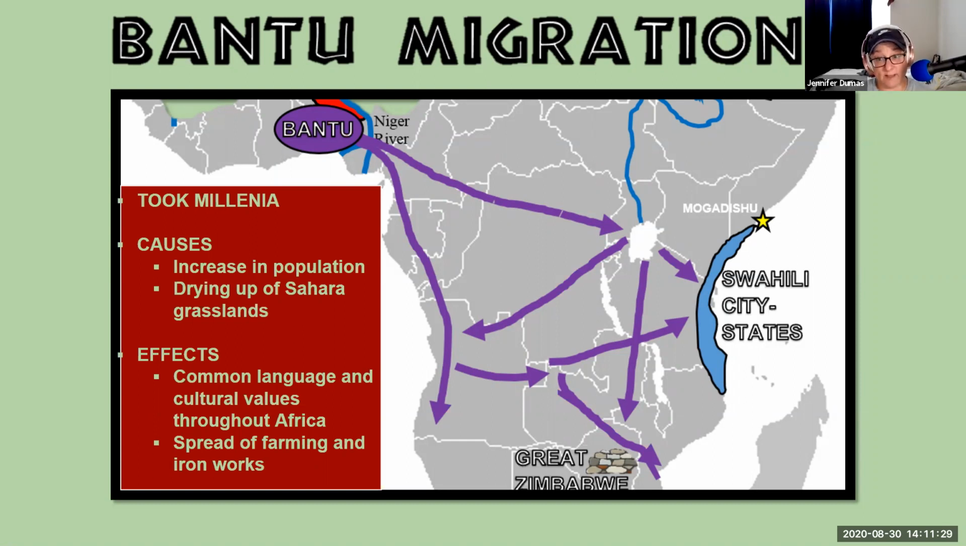And at this point, you have like one of two possibilities. You either let your civilization die of starvation, or you move to find more farmland. And that's what the Bantu did. So they moved south and they moved east.